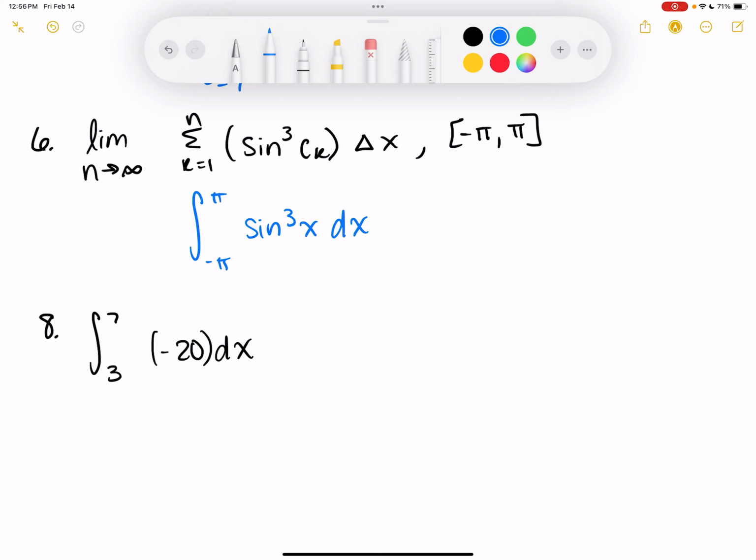And what's the antiderivative of negative 20 again? So the negative 20 thing would be negative 20x. Yep. The antiderivative undoes this, so. Okay.